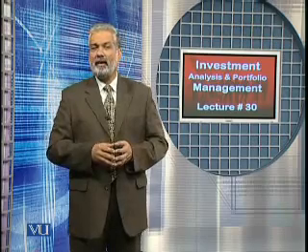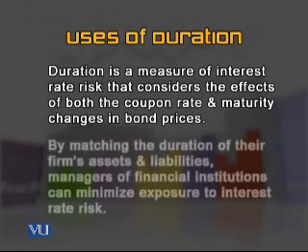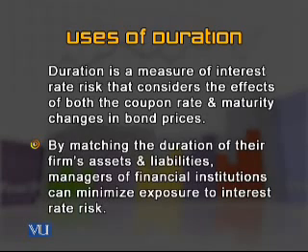That is what duration is all about, because that would be an effective way of evaluating the maturity levels of a bond. One of the important things that we discussed was that it is a measure of interest rate risk that considers the effects of both the coupon rate and maturity on changes in bond prices. That is one of the most paramount reasons that you look at duration. You look at it by matching the duration of the firm's assets, the firm that has issued the bond. By matching the duration of their assets and liabilities, the bond managers, fund managers, or managers of financial institutions can minimize exposure to interest rate risk.